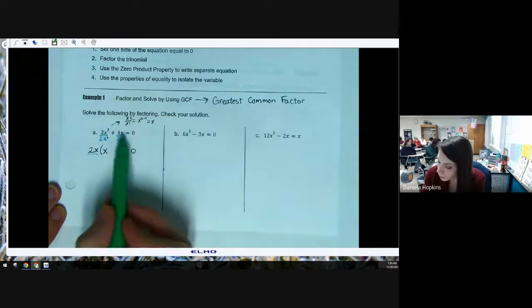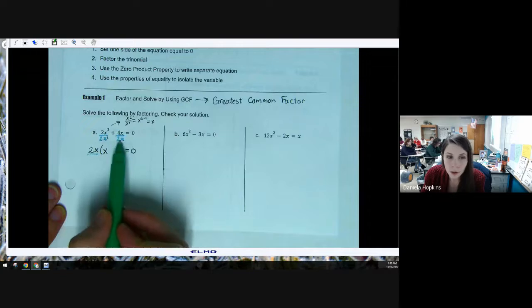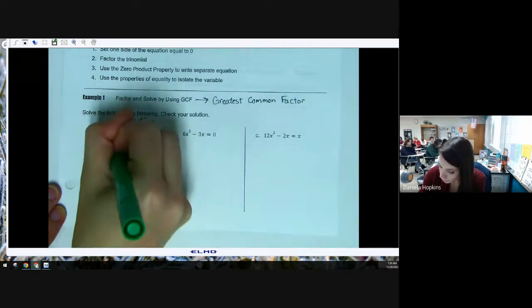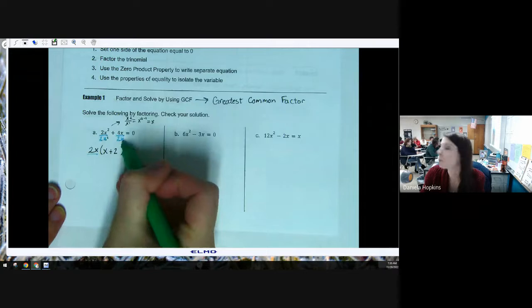And then what's 4x divided by 2x? What's 4 divided by 2? 2, and it's positive. And then the x's would cancel out here or divide to 1.